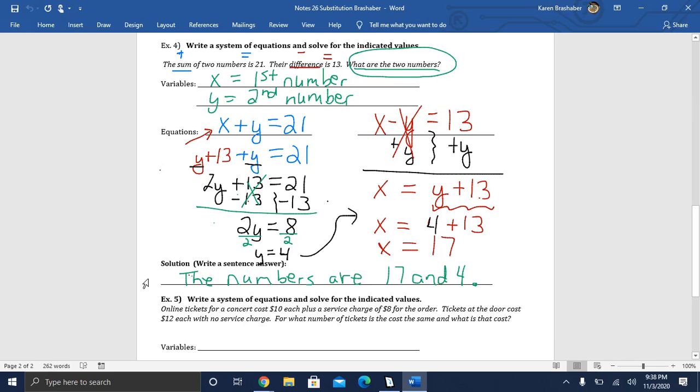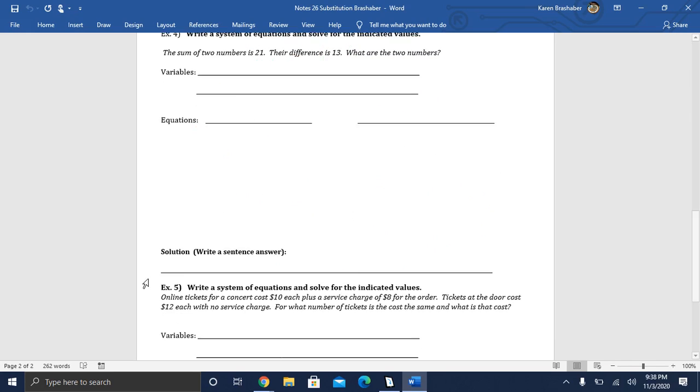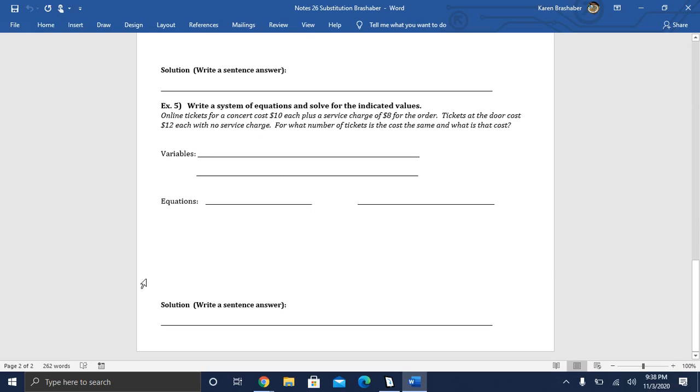So I'll move up to let us see that one. Example number 5, your last example, says to write a system of equations and solve for the indicated values. So as we read the problem, it says online tickets for a concert cost $10 each, plus a service charge of $8 for the order. Tickets at the door cost $12 each with no service charge. For what number of tickets is the cost the same, and what is that cost?